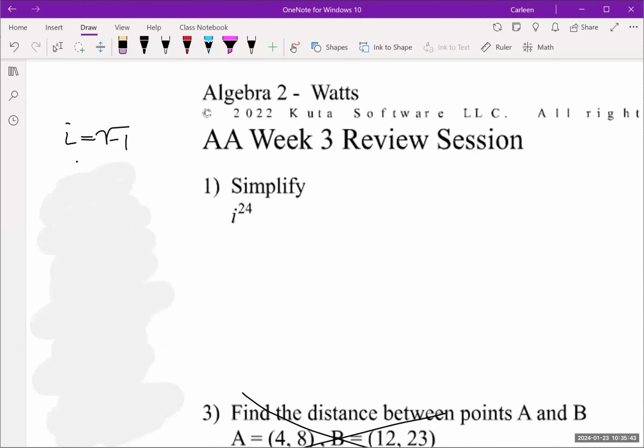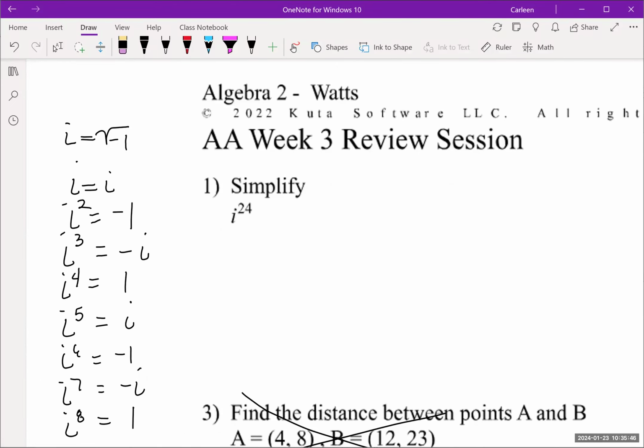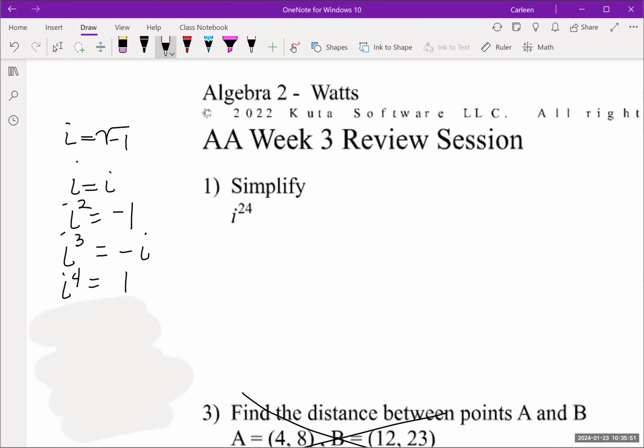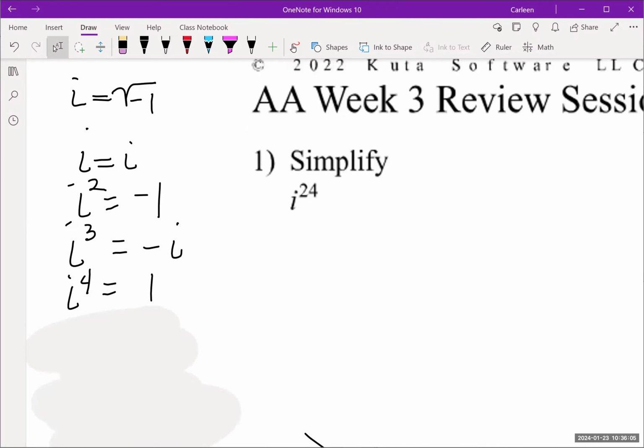Now, I can show you why, if you want to see why that works. But it makes sense, right? i equals i, i squared is -1. If I multiply i times i squared, I get i cubed is negative i, and i to the fourth is 1. When you come in to take your test, you need to have this written on your notes somewhere, because this is going to help you out.